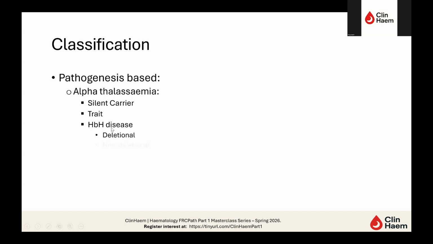HbH disease can be due to deletion of the gene, or it can be non-deletional. So the gene is present, but it's present in a dysfunctional way. Even if it's producing some alpha chains, they are not normal. They are actually worse than deletional ones, because they reduce the production of alpha chains quite dramatically, and the alpha chain that's produced is not stable at all. It also causes other problems like worsening hemolysis.